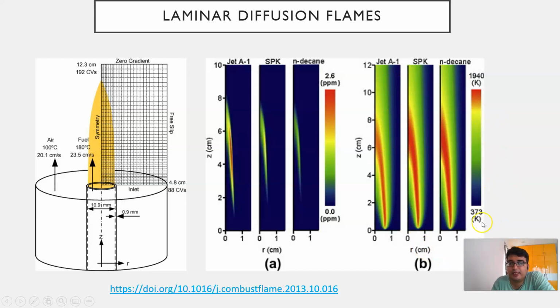Let us look at the temperature. 373 kelvins is dark green, 1940 kelvins is red. So the red region is where the most heat is being generated. You can see this flame front in the extremely red region, and on the other side the temperature decreases quickly. So once again you get a thin symmetric flame. There is excess air, so we have an over-ventilated flame, and it's closed in on itself. For different fuels the flame location is slightly different, as you would expect.